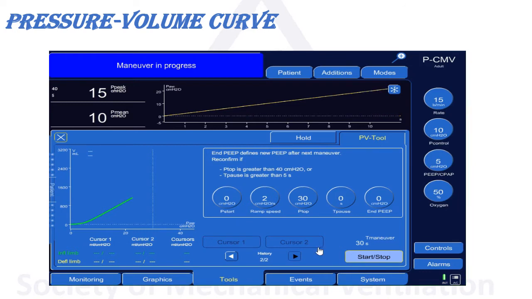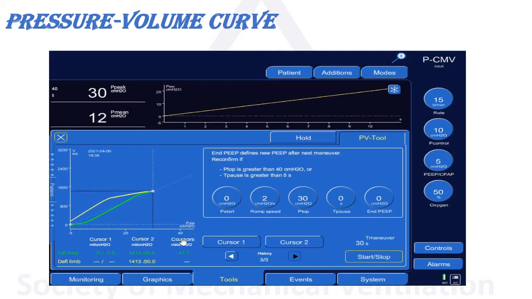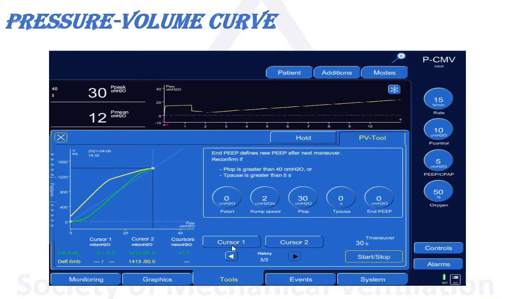Of course, you can adjust the speed or the flow. Usually very low flow is recommended. Of course, the patient has to have no spontaneous effort, so usually chemically paralyzed. You can put a pause as a recruitment maneuver at the end, but we're not doing this. The yellow line is the expiratory curve. So let's see the low inflection point and the high inflection point that we talked about in the last lecture.